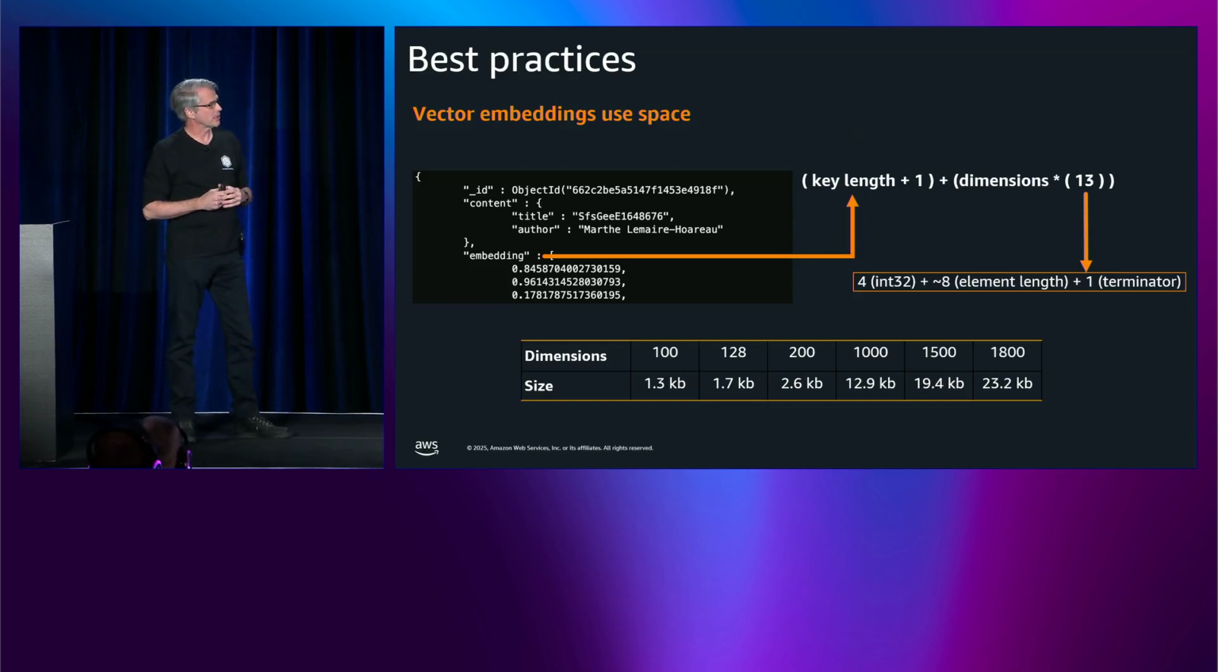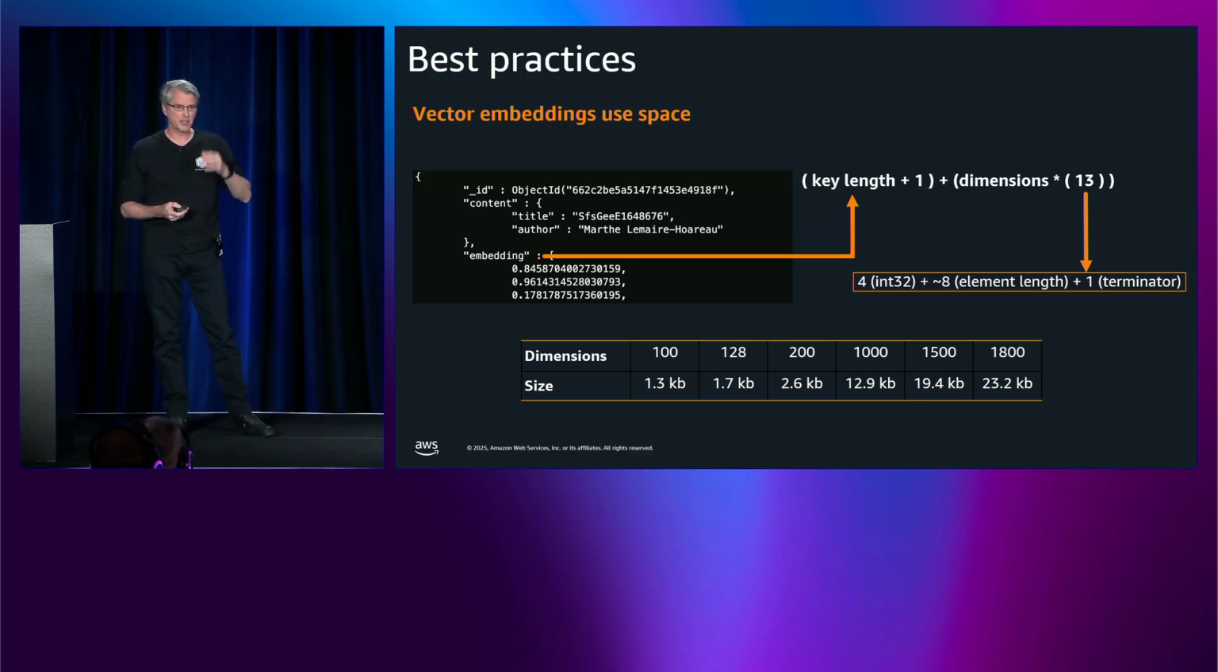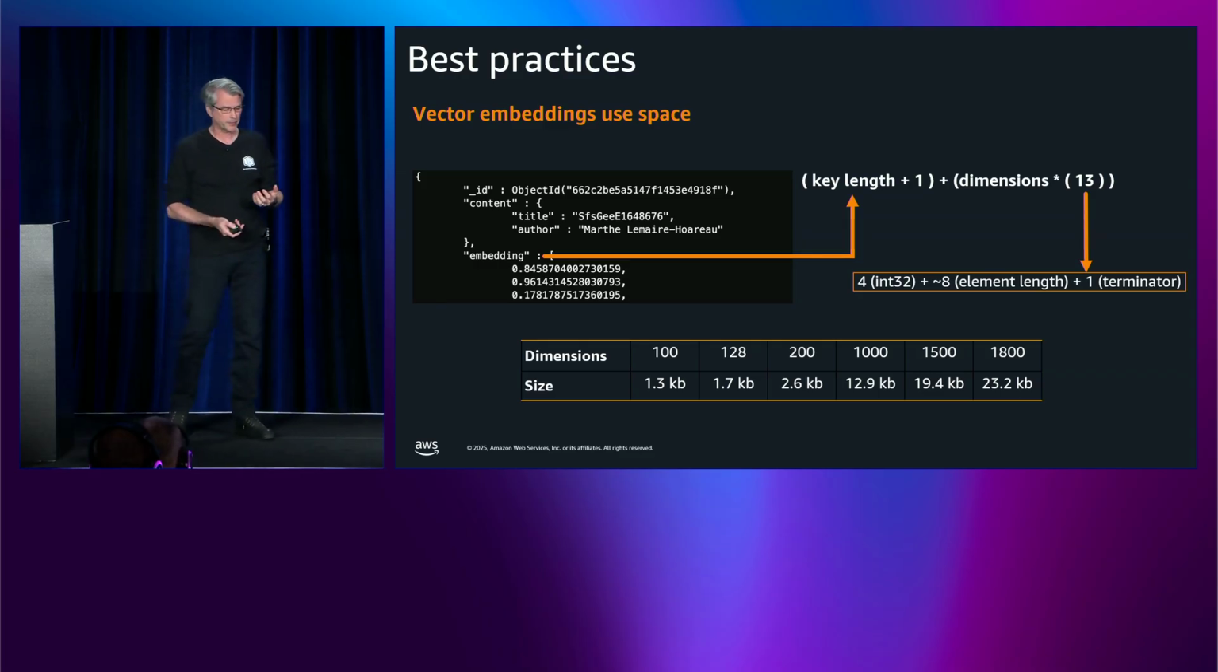Or if you just look at the chart, you can see how 100 dimensions, it's about 1.3K, 1,000, it's about 10 times as much, as you can imagine. So again, just something to keep in mind. It's great to have a lot of embeddings in your vectors, get better matches, but they're going to take up more space.